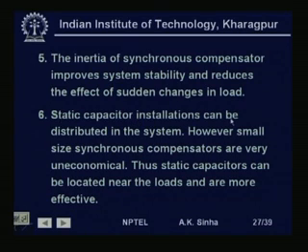Static capacitor installations can be distributed in the system. However, small size synchronous compensators are very uneconomical. The main reason of not using synchronous compensators nowadays is that they are comparatively much more expensive, as well as they need maintenance, whereas static compensators can be installed at various locations. Almost any substation we can install them, and they do not need any maintenance or personnel to look after them, because they are static equipment.